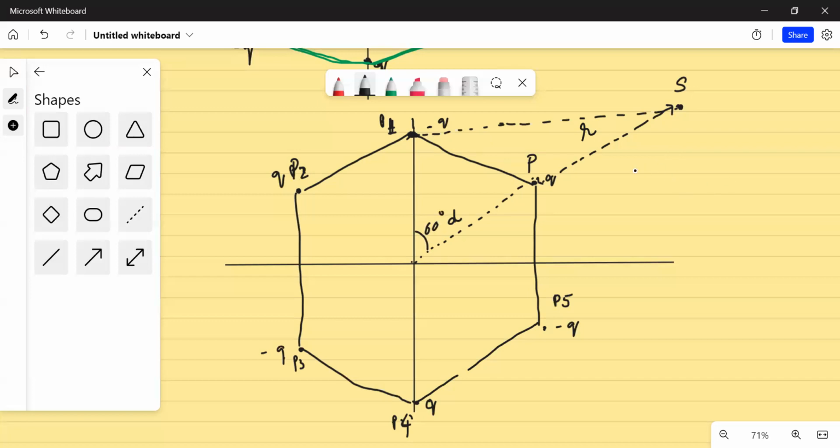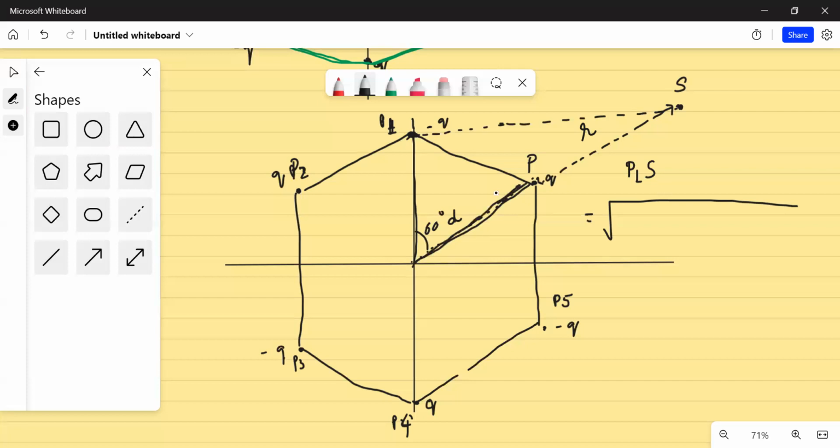So just find me P1S. What would be P1S? So by law of cosines, you can clearly understand that your P1S would be root over... it will be this distance. How much will this distance be? This distance d was given, right?